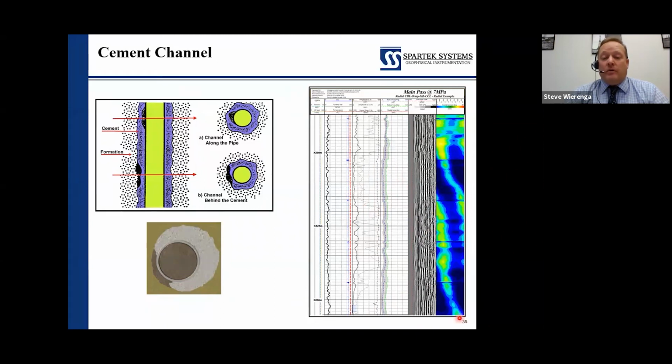So we have a channel starting at the bottom of this log going right up to the top where it gets into a fully unbonded situation. Again, these are at pressure, so we want to make sure that's not a microannular effect.